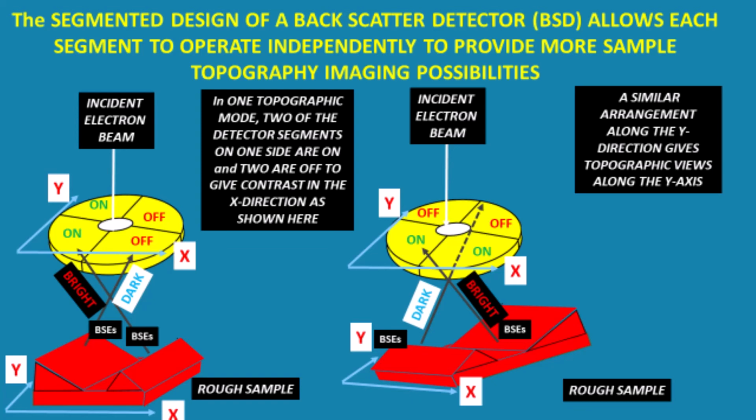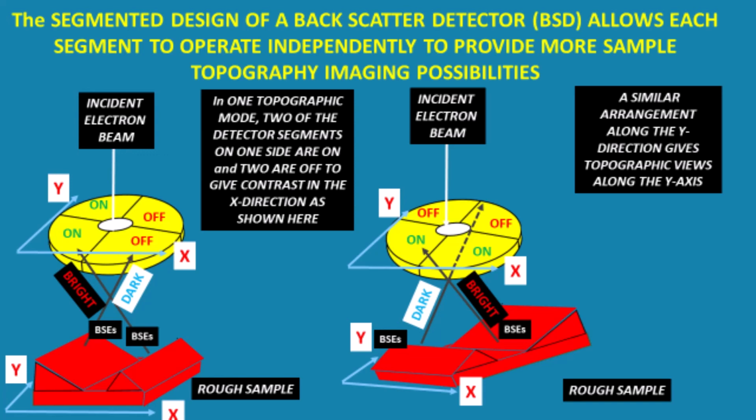Similar topographic information can be obtained in an SEM with a segmented backscatter detector design, where each segment can operate independently to provide several topographic options. These two figures represent two possibilities of how a segmented backscatter detector can provide surface roughness features for a specimen. On the left, turning the left side segments on and the right side segments off provides topographic information along the x direction. Another view of this sample along the y-axis can be obtained by turning the front half on or off with respect to the back half of the detector, as shown in the right-hand image.